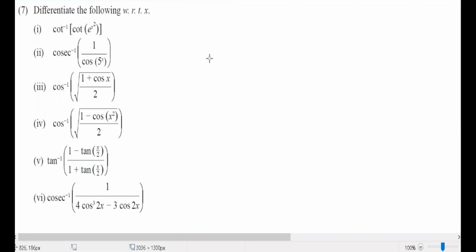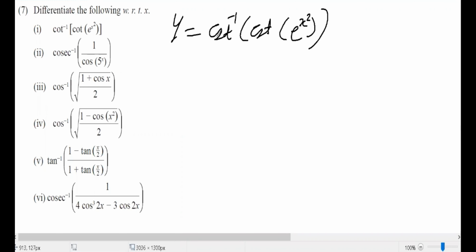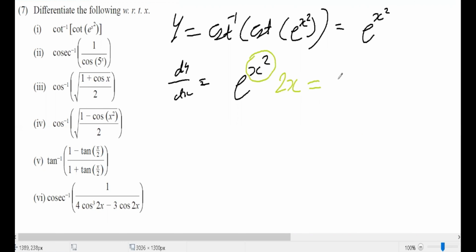Okay, so question number 7, the first part is very easy, cot inverse of cot of e to the power of x square. So here we can say directly, let y is equal to cot inverse of cot of e to the power of x square. Here this cot and cot will get nullified and you will get e to the power of x square. Then find the derivative of this. It is e to the power of x square into derivative of x square. What is the derivative of x square? It is 2x. So the answer is 2x e to the power of x square. This is your answer. Got it?